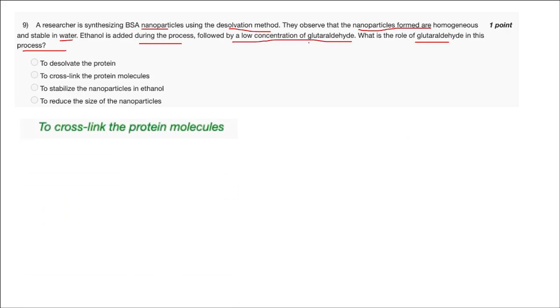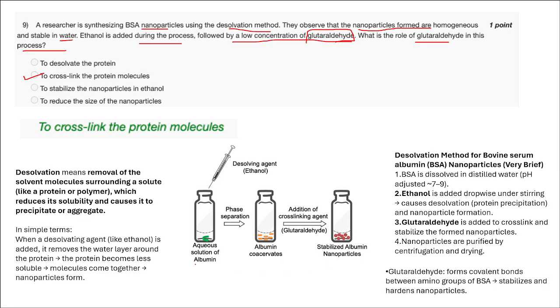The role of glutaraldehyde here is to cross-link the protein molecules. Now, how does this happen? Desolvation means removal of solvent molecules surrounding a solute, like a protein or polymer, which reduces its solubility and causes it to precipitate or aggregate. Because once we have removed this solvent, there would be precipitation and nanoparticle formation.